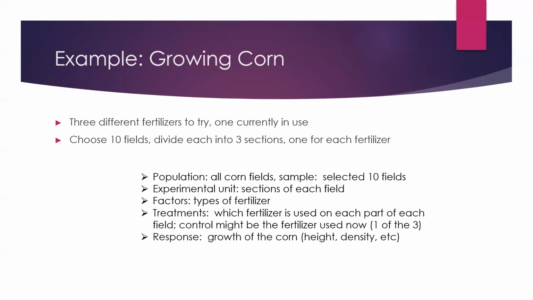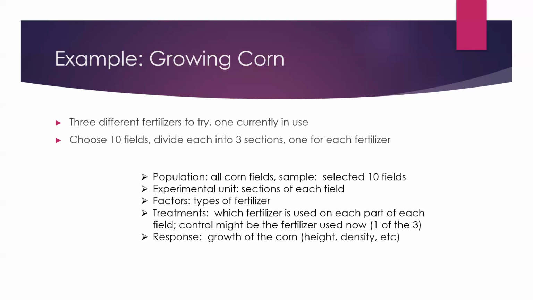Questions on this example? I have a question on this one. Go for it, Christina. In terms of replications, can you talk about that a little bit? If I look at this, there are three treatments, 10 fields, three sections each, so technically 30 sections altogether. Are you going to have 10 replications of each treatment?